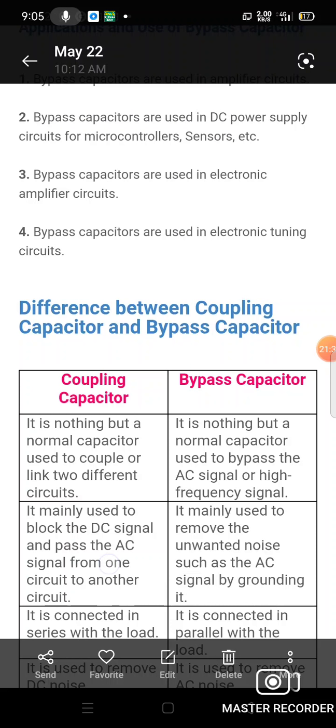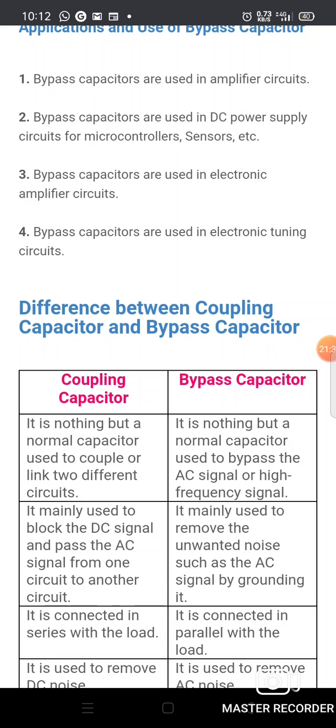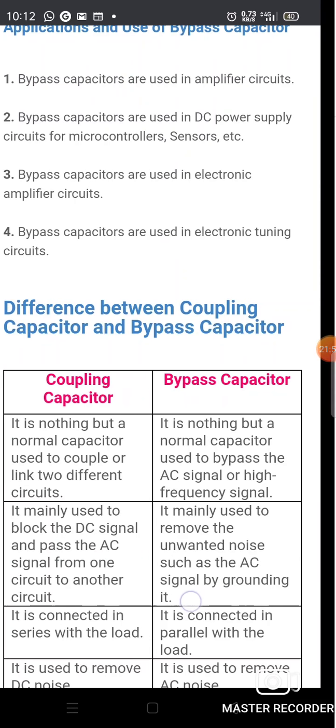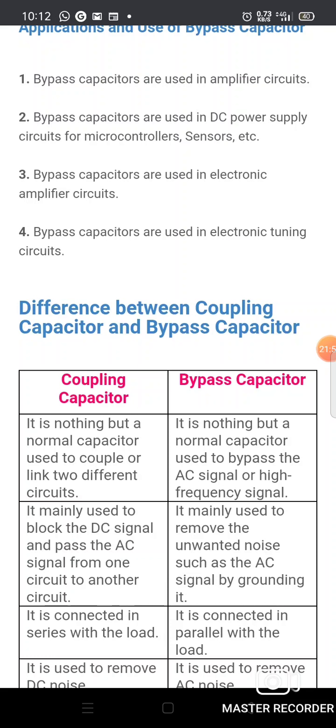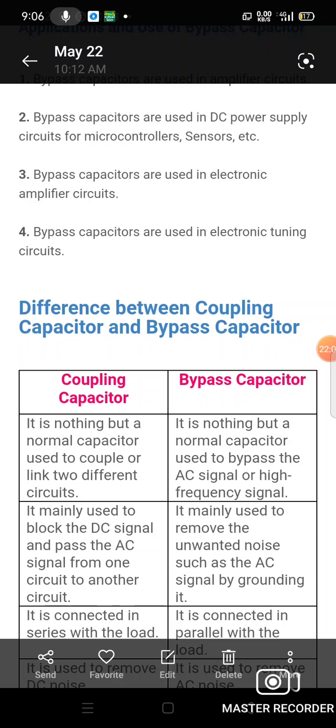Bypass capacitor, last point: it is used to remove AC noise, because the bypass capacitor passes the AC signals to ground. We won't get the AC signal with the bypass capacitor, only the DC components with the emitter bypass capacitor. So these are the major points considered for the two capacitors in amplifier circuits, the coupling capacitor and bypass capacitor. Based on the functions of these two capacitors, we get the amplifier output responses, right?